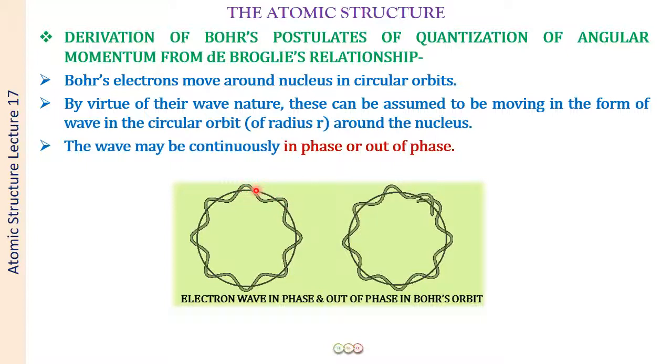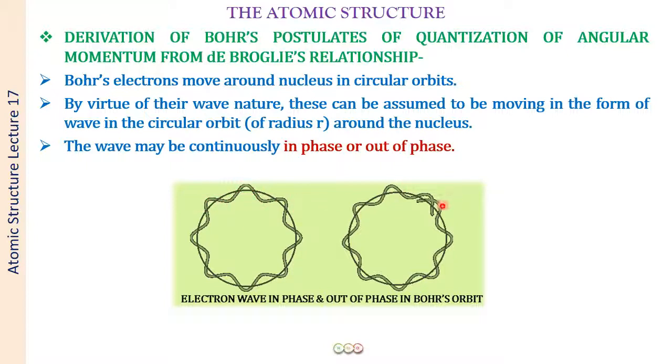When the starting and the ending point, completing one circumference of the orbit, are the same, one circle is finished and the other circle will again start. So this type of wave is called an in-phase wave. This will keep on continuing, and we say that the electrons do not lose or gain energy while moving in an orbit. So this wave is going to continue as long as the electron is moving like this.